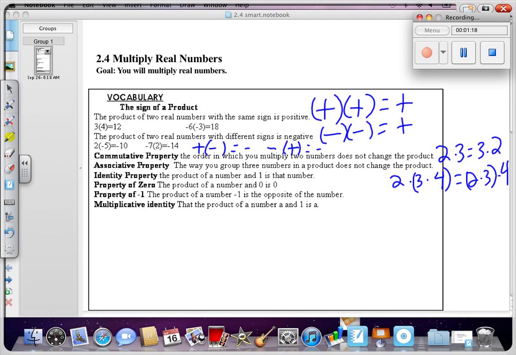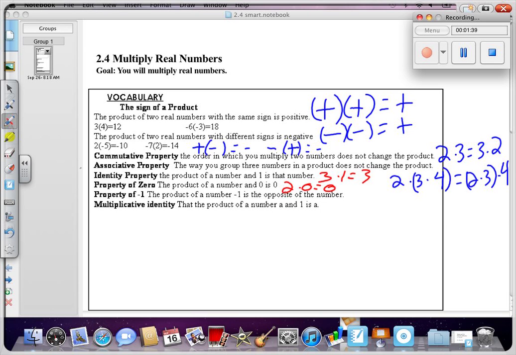Okay? Identity property, anything times 1 is itself. 3 times 1 is 3. Property of 0, anything times 0 is 0. 2 times 0 gives us 0. You might want to write these examples down because there will be questions on it on your homework, I believe.